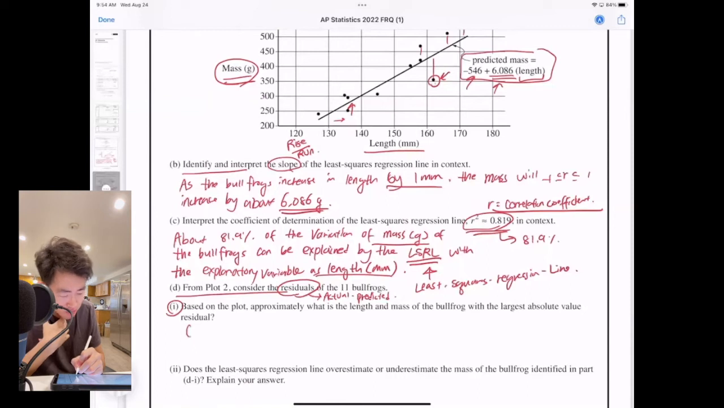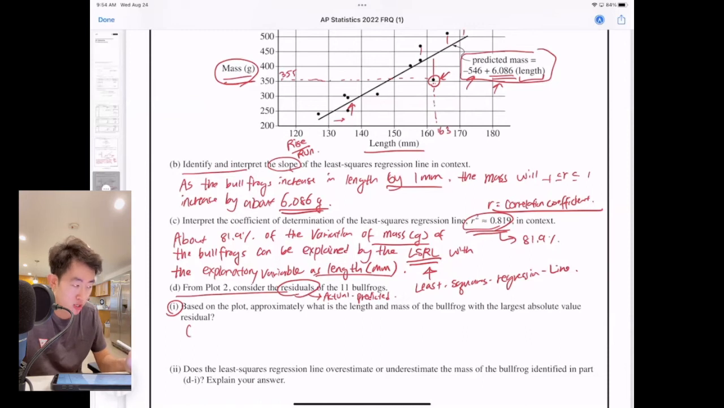If we were to take that dot, I would say that's probably a length of about 160, I don't know, 163-ish maybe. And then it's a little higher than 350, so I'll just give it a number and say 355 approximately. Use the word approximately or about however you would like to use it. The more that you use them, it just sounds better overall in the context of your answer. Based on the plot, what is the length and mass with the largest absolute value?